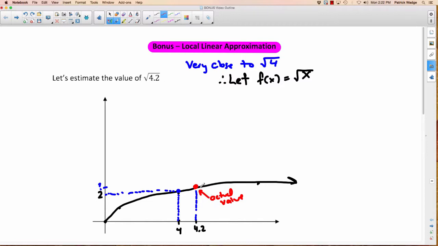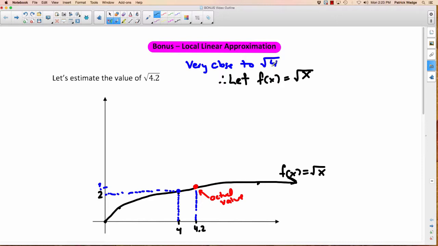And to tell the truth, we're not going to find that exact value. We're not going to find it, but we're going to find something very, very close to it. How are we going to do that? We're going to do that by drawing the tangent line to this function. Remember, this curve is the function square root of x. So what we're going to do is draw a tangent line to this function at that blue point right there. The point that we know, right?